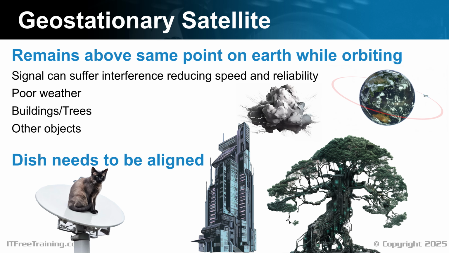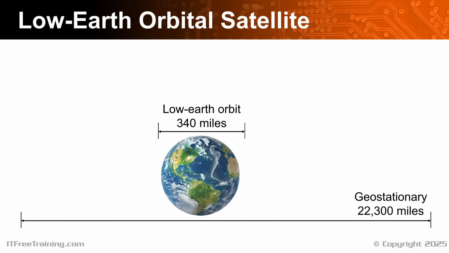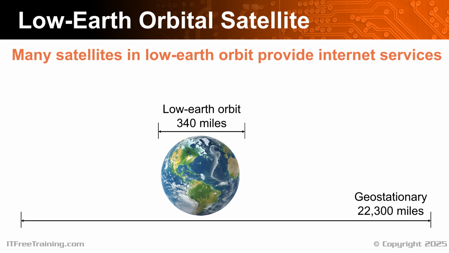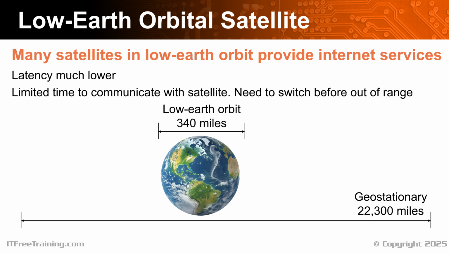There is also another option for satellite if you decide to use it. Low Earth orbit is much closer to the Earth than geostationary. Unlike geostationary orbit, where you only need the one satellite, you need many low Earth satellites to provide the customer with internet services. Since the satellites are much closer, the latency is much lower. Also, since the satellite is moving, the customer has a limited time to communicate with the satellite. To have uninterrupted communication, the customer needs to switch satellites before the satellite is out of range. Low Earth orbital satellites allow for fairly low latency internet and very decent internet speeds.